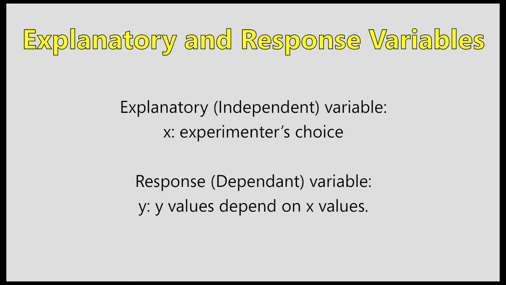Explanatory and response variables. Explanatory or independent variables are x. Basically, it's the experimenter's choice how they do that, and the response or dependent variables are the y values, and so the y values depend on the x values. You just need to be aware of what they are.